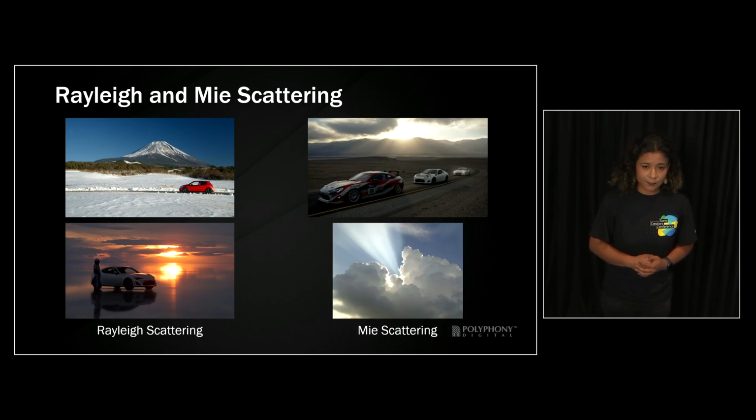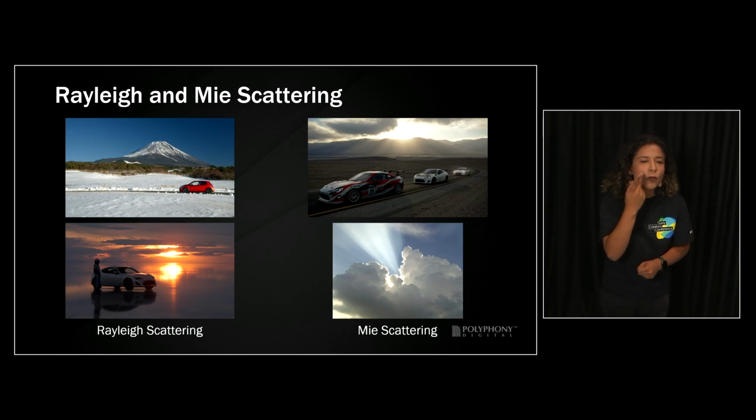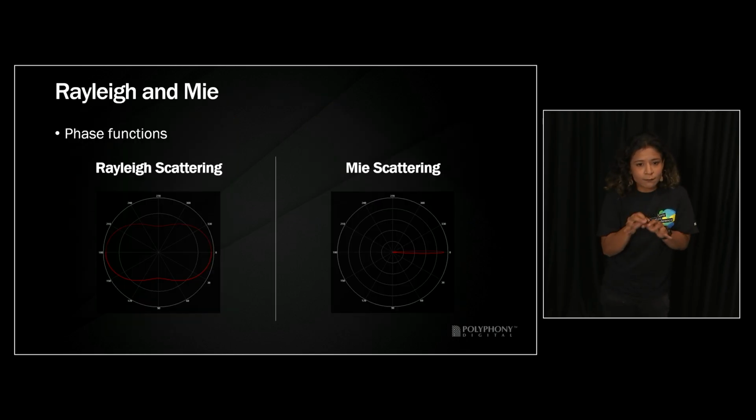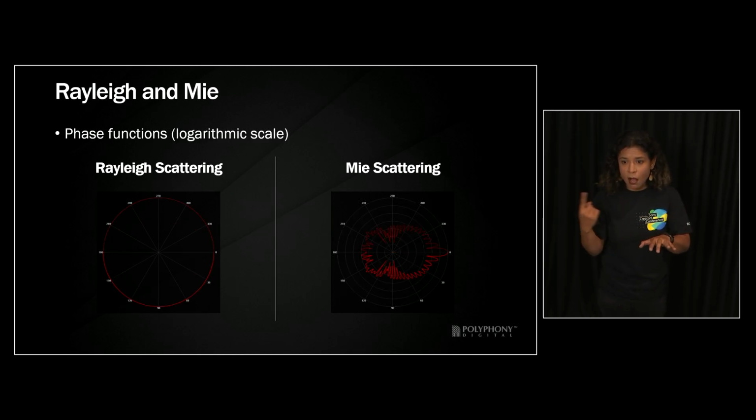On the other hand, Mie scattering makes the cloud white. Because of the strong forward scattering, the direction of the light is clear. One of the differences between the two is the phase function. Rayleigh scattering is symmetrical forward and backward, slightly weaker at the sides. Mie scattering is almost all forward.